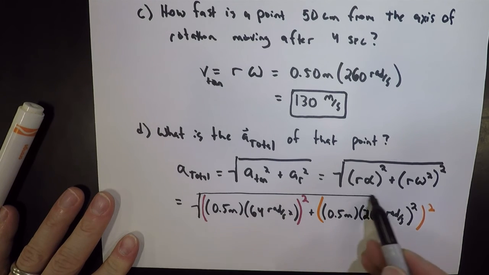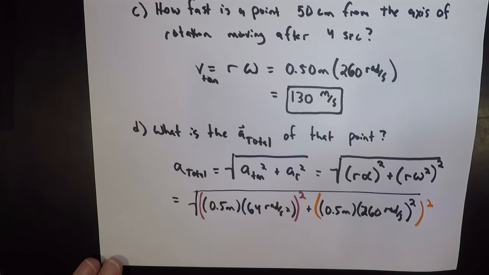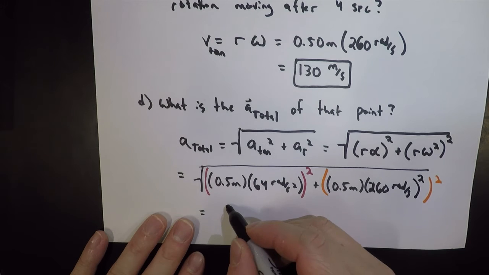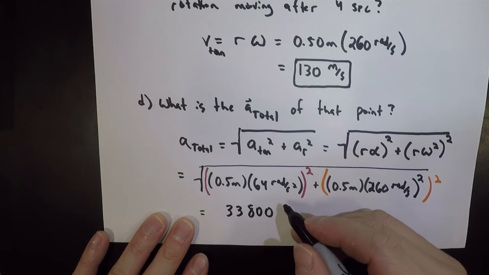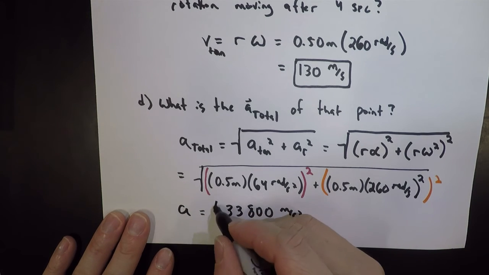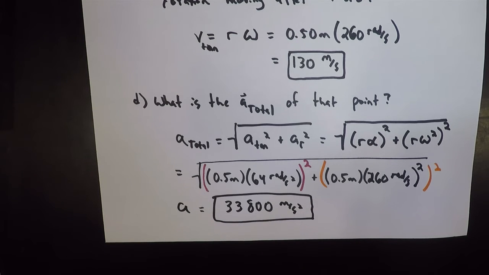So this is a big mess, right? But we've got to use this to find the total acceleration of the object. And when we do, we get a very big number, 33,800 meters per second squared. And that's a combination of tangential and radial accelerations happening at the same time.